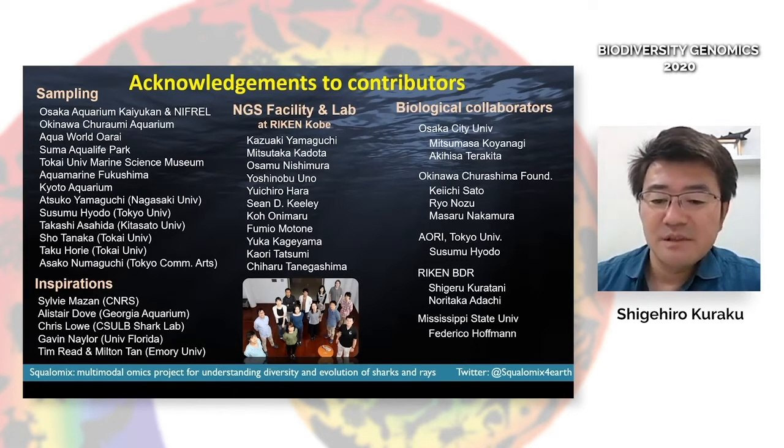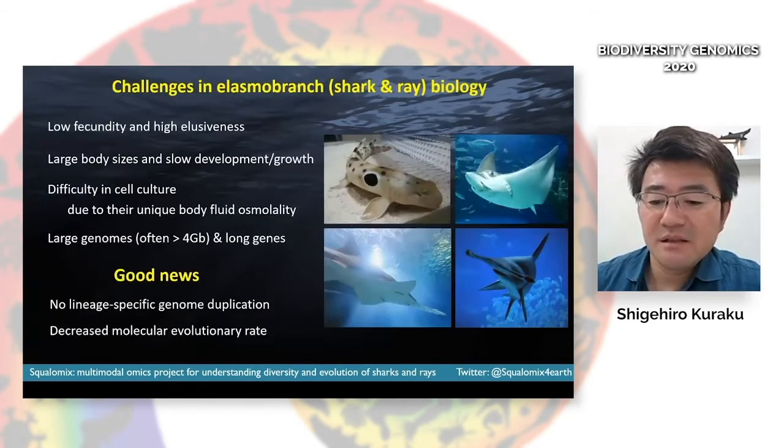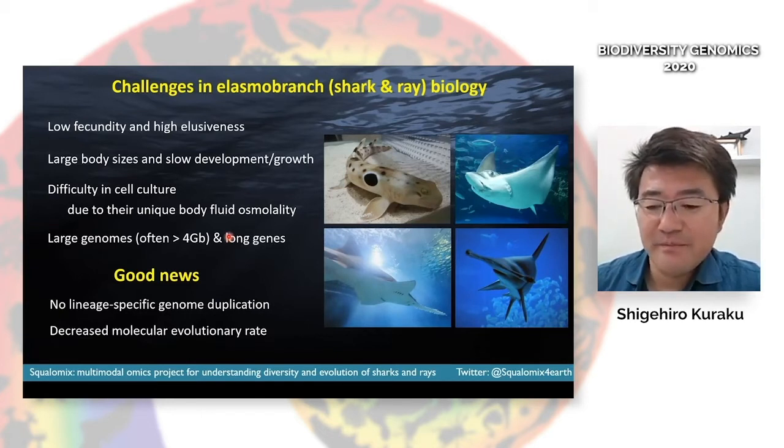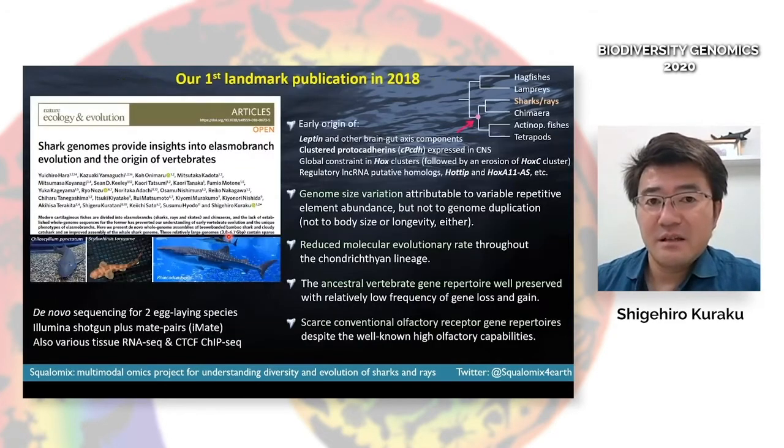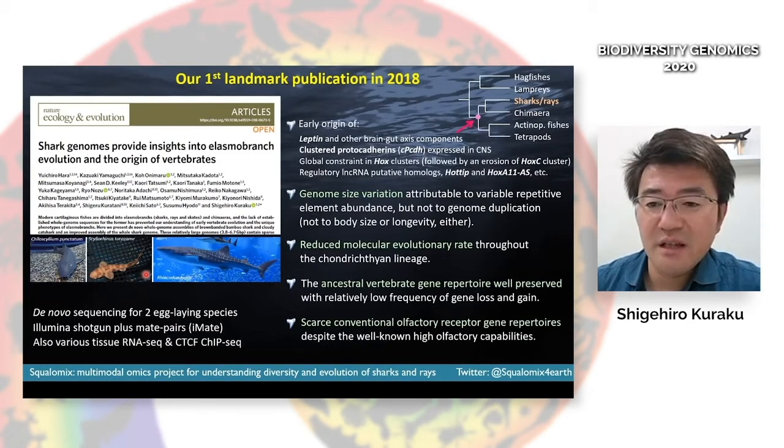Our collaboration involves quite a few aquariums in Japan that are enthusiastic and experienced with in-depth biological research. Here I list what makes working with sharks difficult. Especially for genomics, the large genome size has been the biggest obstacle. We published our interim results in 2018 for these species, including 2 relatively small egg-laying species, expecting them to be laboratory-friendly research targets in Asia Pacific.